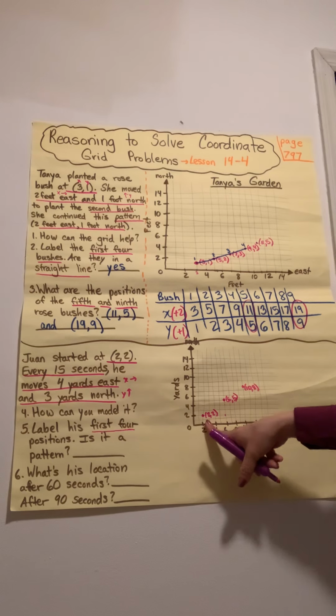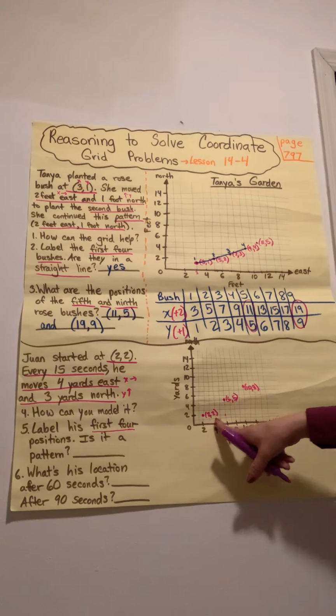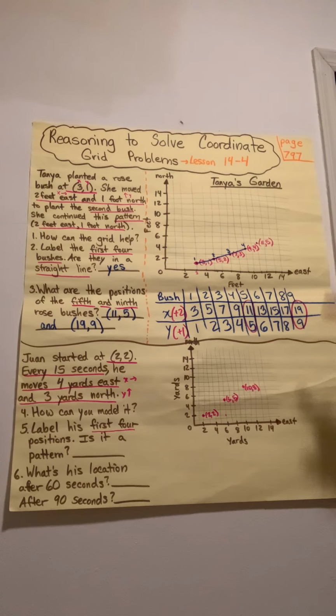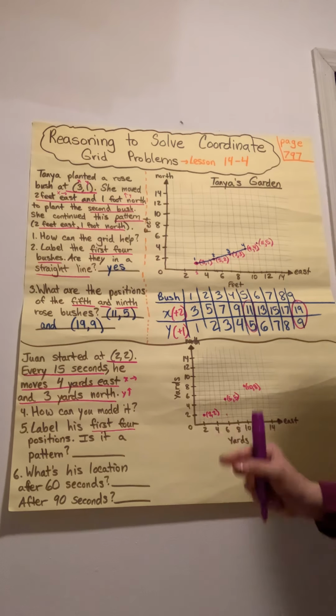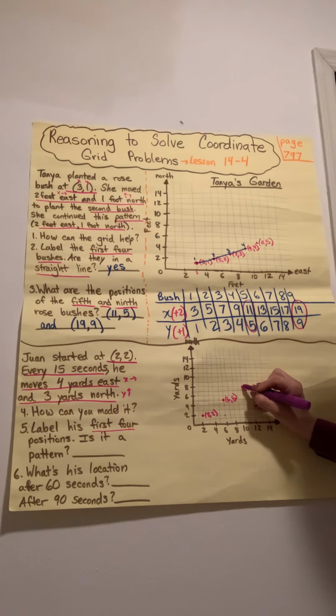My sideways, my X is going 2 to 6 to 10. That's plus 4. And as I go up, I'm going from 2 to 5 to 8 on the y-axis. So that's plus 3. So far, so good. I need to plot one more. I need to go over 4 again.